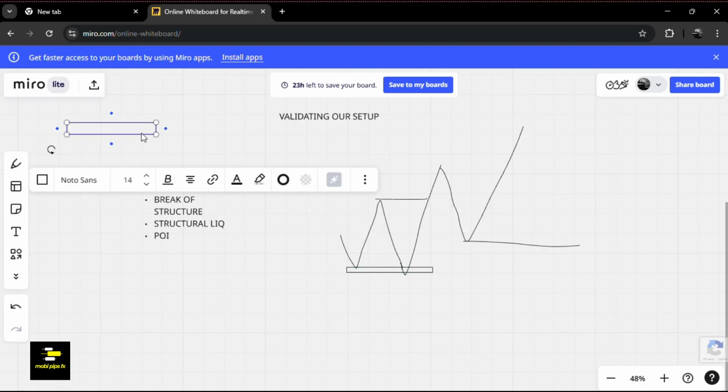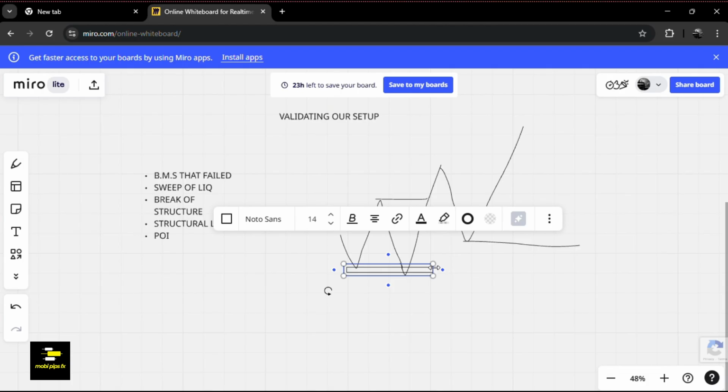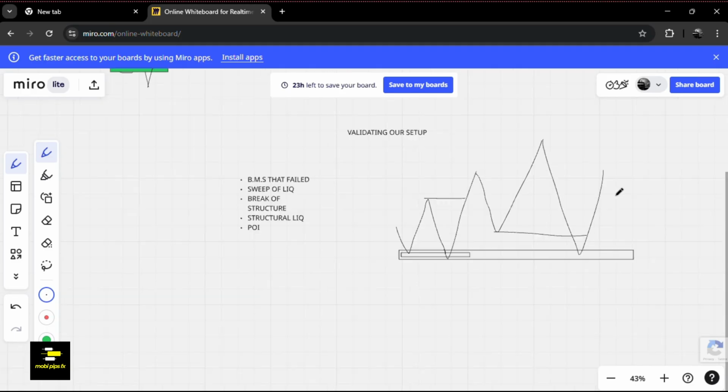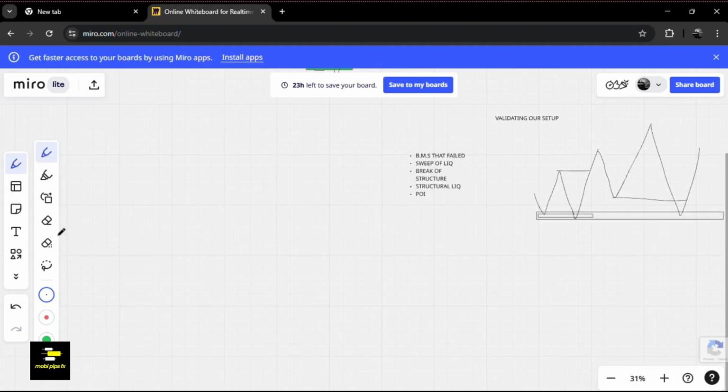Let me do this one. This is our POI after we got our market. So price will come back down to buy. Let's look at it from a sell position.